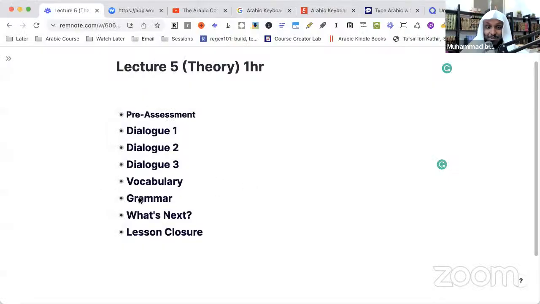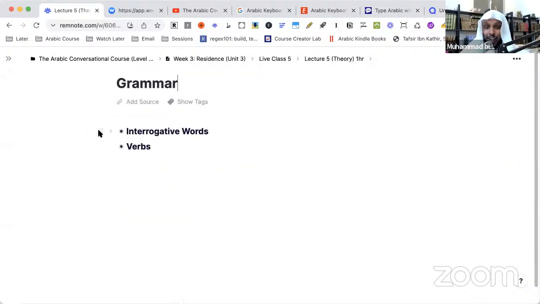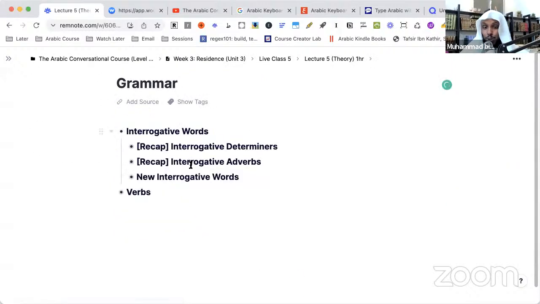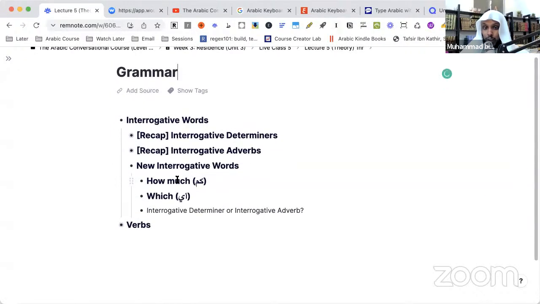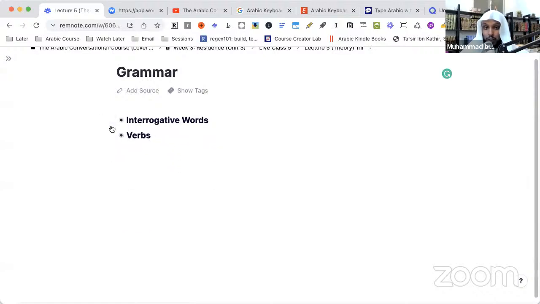Let me explain a few important grammar concepts first. And again, the grammar is so deep, it's really difficult. It's really a struggle. I understand. Okay, so in terms of grammar, first we have the interrogative words. We already talked about them. We took 2 new interrogative words, how much and which. So I'm not going to spend much time on that. Just remember those words when you want to ask something.